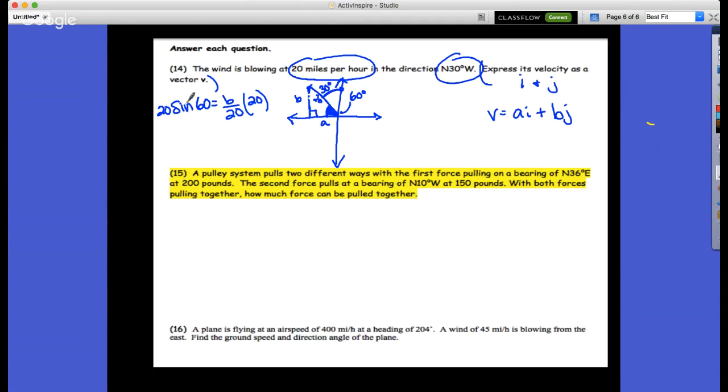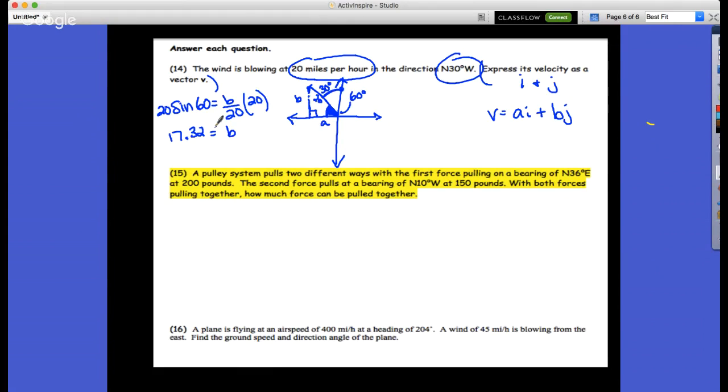And so you'll do 20 sine of 60. Sorry about my daughter. So my b is equal to 17.32, and we'll put it to the nearest hundredth.